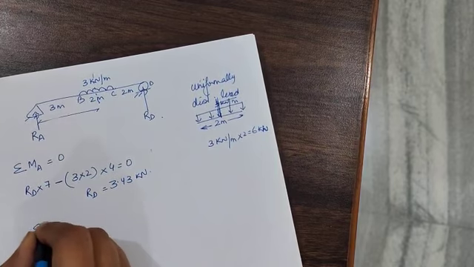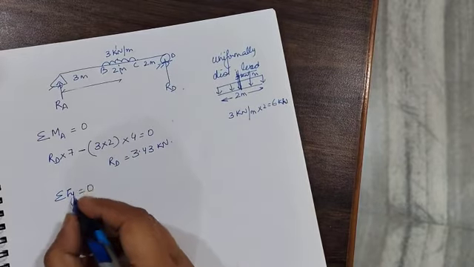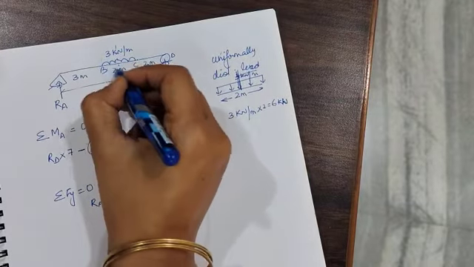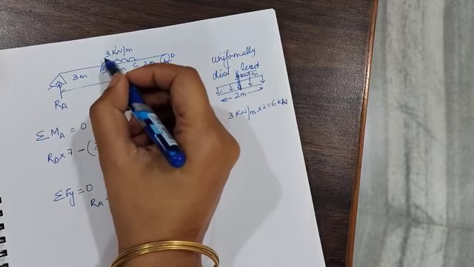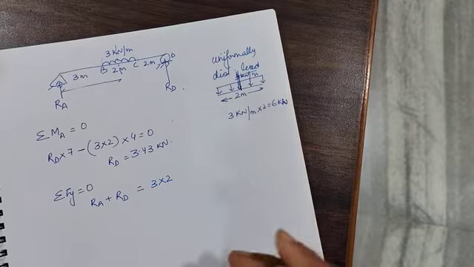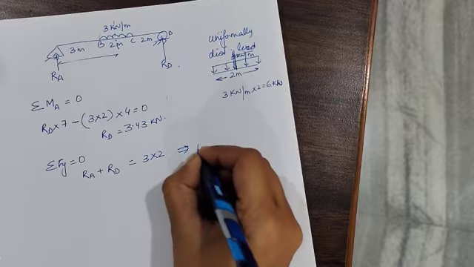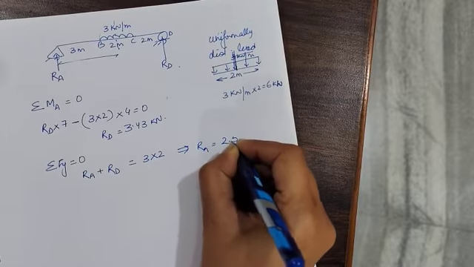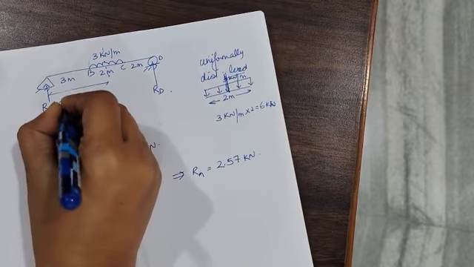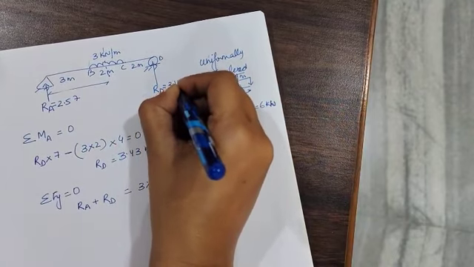Then I'll apply summation Fy equal to 0. Summation Fy equal to 0 means RA plus RD is equal to total load that is acting. So total load is 3 kilonewton per meter into 2, so it means 3 into 2. RD is 3.43. You will put the values, you will get the value of RA. Its value is 2.57 kilonewton. So RA is 2.57, RD is 3.43.